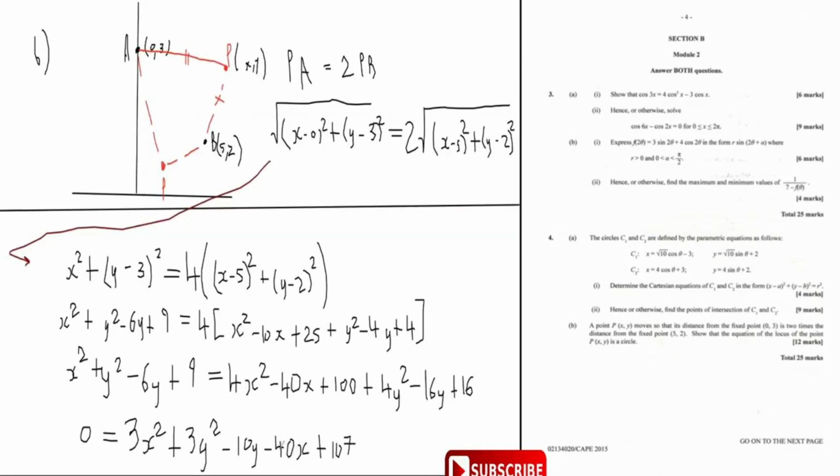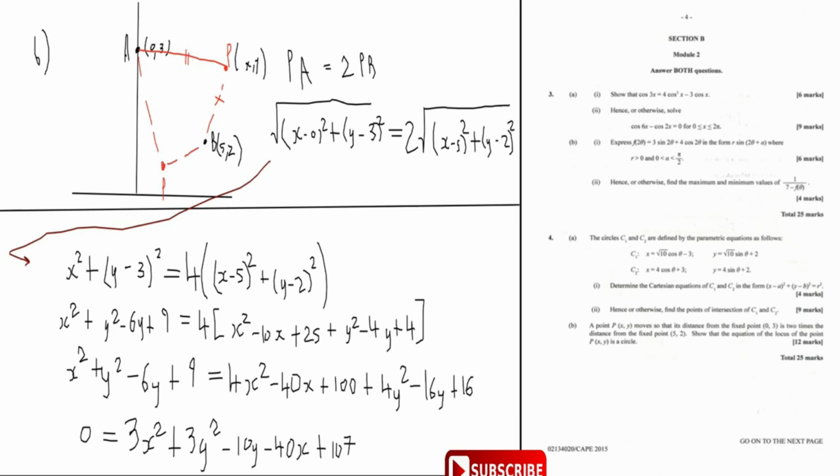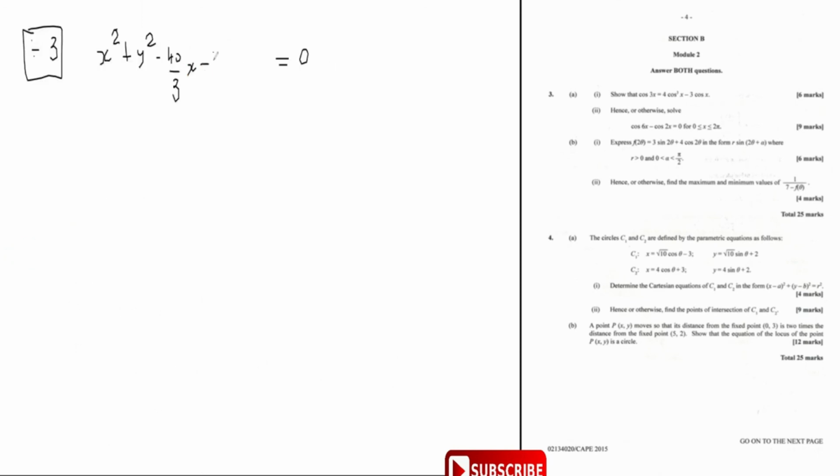Then dividing 40x by 3, we get minus 40x over 3, or some people might write it as minus 40 over 3 times x. Then we're going to divide the y now by 3, so we're going to get minus 10 over 3 times y. And then we get the number now, 107 divided by 3. So we have plus 107 divided by 3, and that is equal to 0.